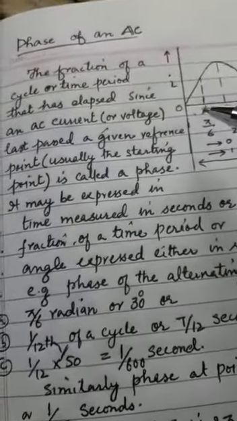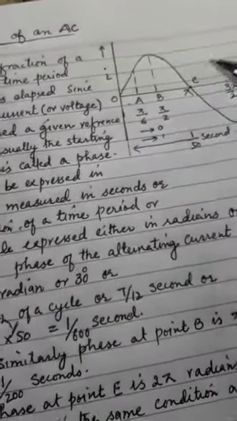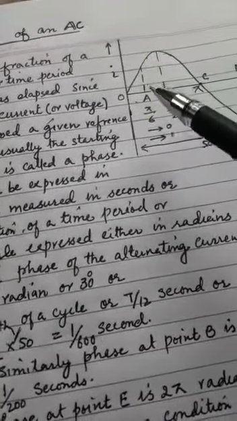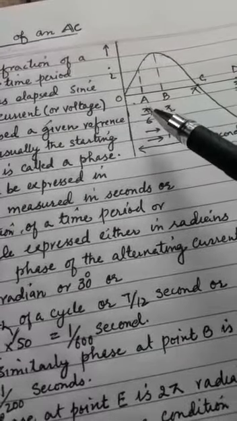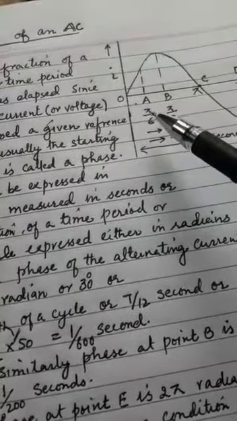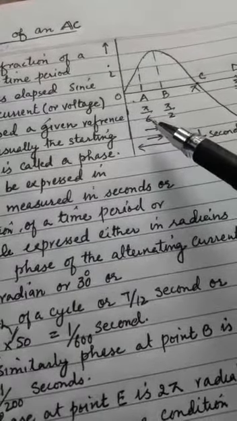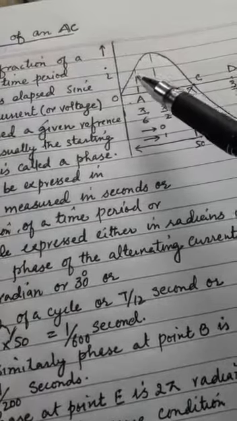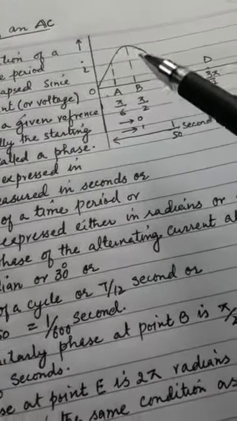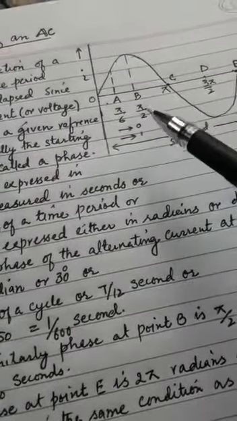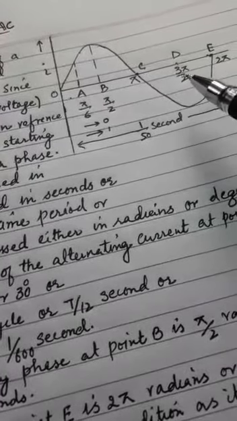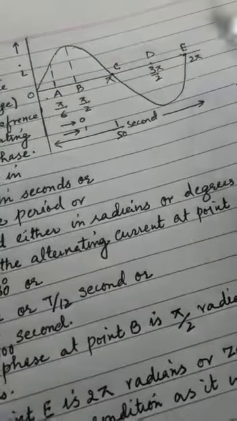So for example, you have to measure this portion. It has an angle which could be measured in radians or simply as an angle. This phase is equal to pi by 6 radians. Similarly, this phase is equal to pi by 2, this phase is equal to pi, this phase is equal to 3 pi by 2, and this is equal to 2 pi.